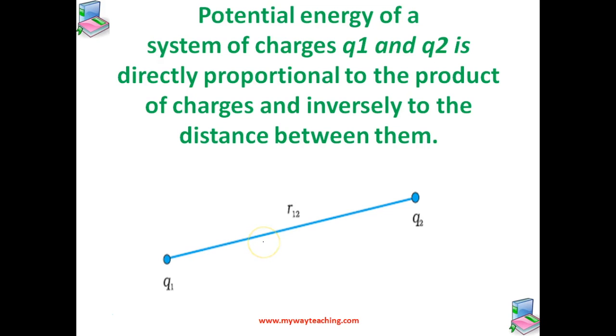And let us calculate the work done in building up this configuration. This means we consider the charges Q1 and Q2 initially at infinity, and then we'll determine the work done by an external agency to bring the charges from infinity to the point under consideration, which means to the given locations.